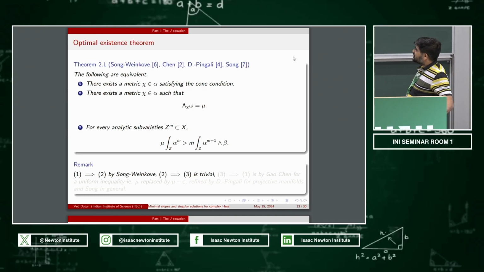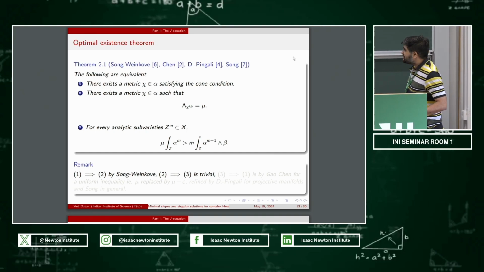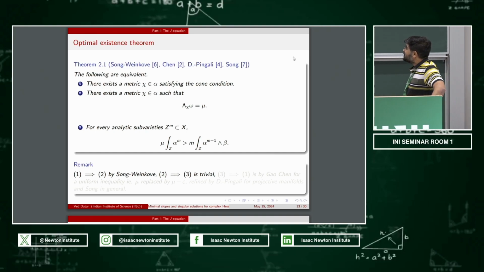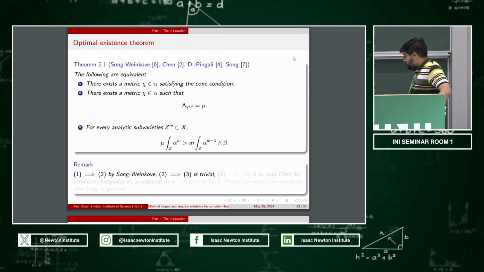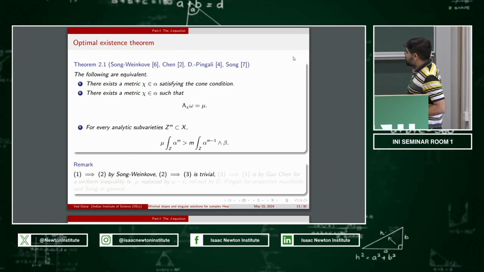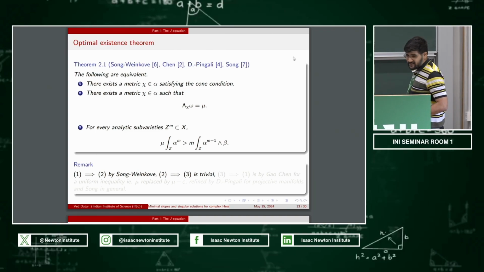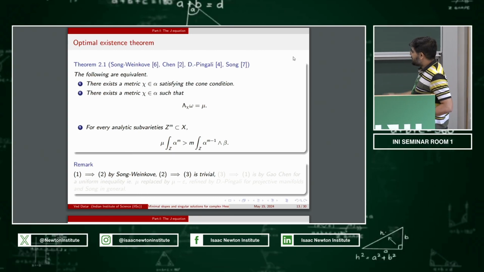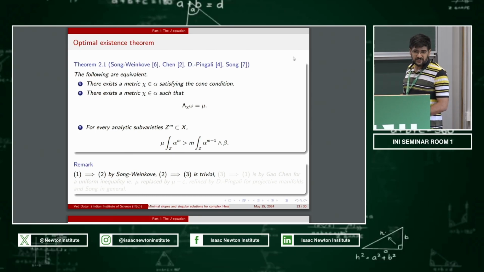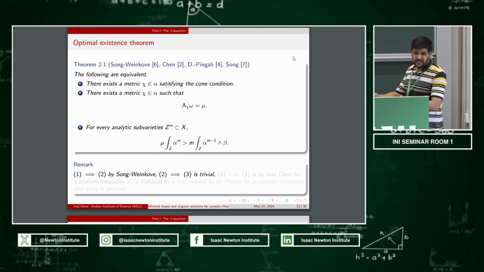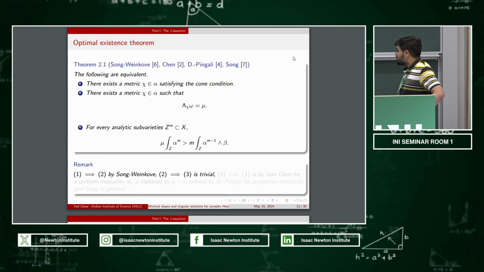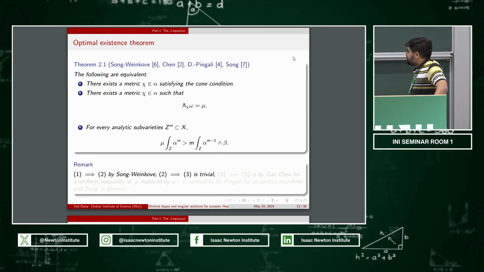Okay, so I should remark on, maybe I should give some credit where it's due. 1 being equivalent to 2, or 1 implies 2, is actually due to Song and Weinkove. And in fact, I believe they were the first ones to realize that this weird sort of cone condition actually plays an important role in solving the PDE. Then 2 to 3 is of course trivial, as I explained, just by integrating.